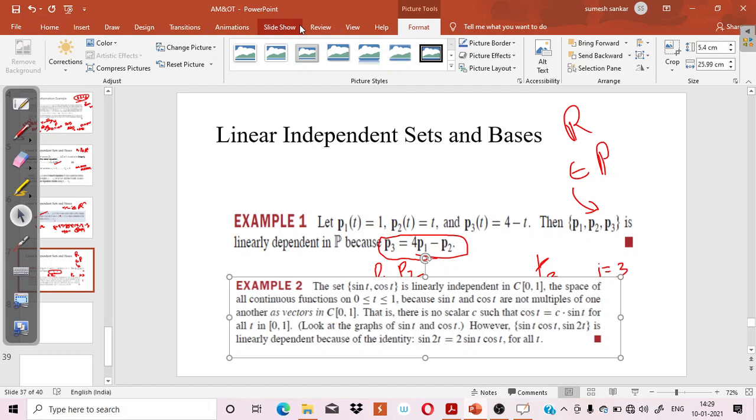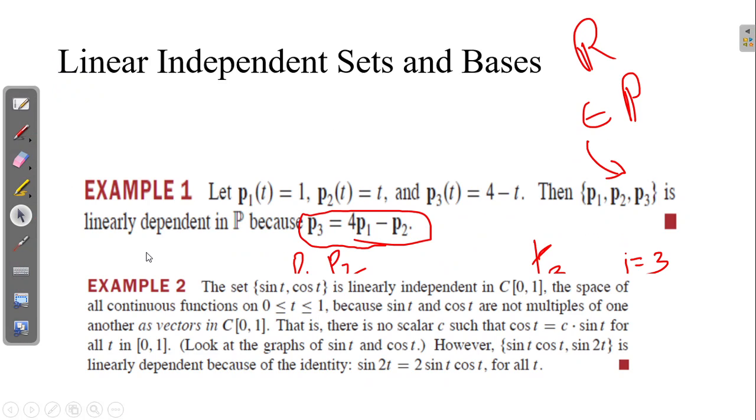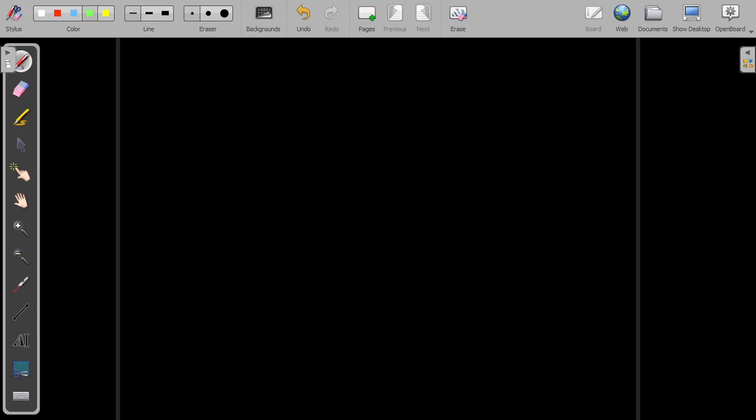In example 2, we have the vectors sin t and cos t. These are two functions, right? These functions are considered to be vectors, two vectors. The set of these two vectors is linearly independent in C[0, 1]. Let us check it out.